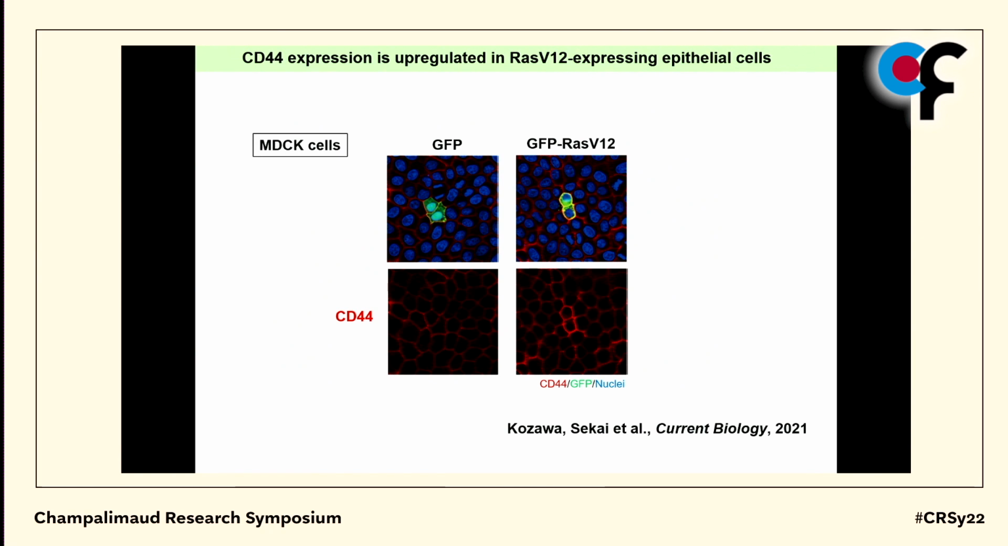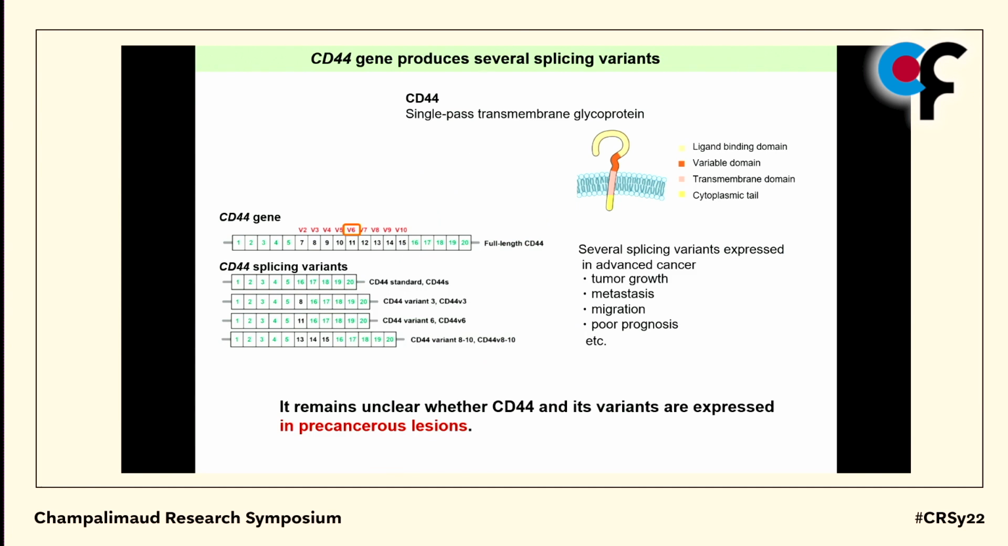In a previous study using a mammalian cell culture system, we demonstrated that expression of CD44 is upregulated in RasV12 expressing cells like this. CD44 is a single-pass transmembrane glycoprotein, and the CD44 gene produces several alternative splicing variants. These splicing variants are often expressed in advanced cancer and play a positive role in malignant progression. However, it remains unclear whether CD44 and its variants are expressed in precancerous regions.